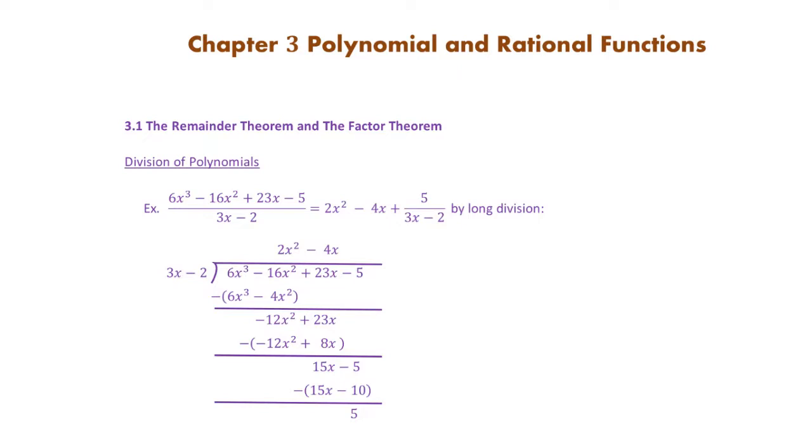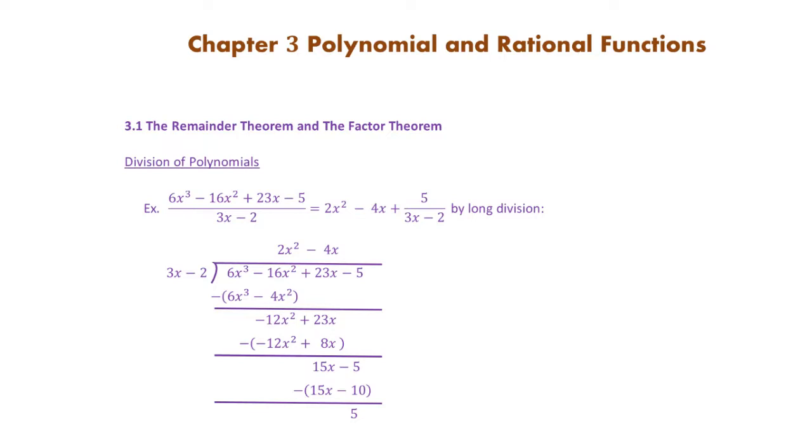So there's a term missing here. I don't know why I missed that. So then you put plus 5 on the top after negative 4x. I'm going to correct it in the slides.